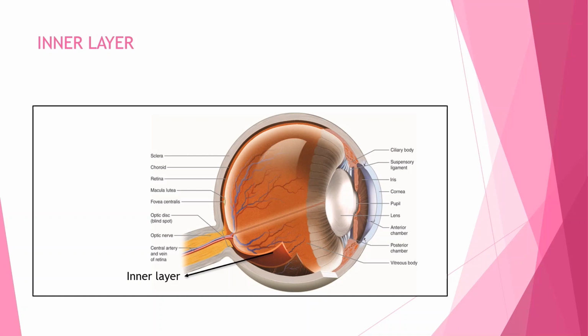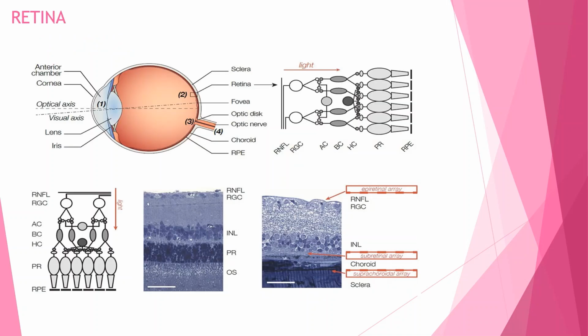The third and innermost layer is the inner layer. The inner layer consists of the retina. Retina is the light detecting part of the eye. The retina has two layers, the neural layer and the pigment layer. The neural layer consists of photoreceptors, the light detecting cells of the retina. The pigment layer lies underneath the neural layer and is attached to the choroidal layer.